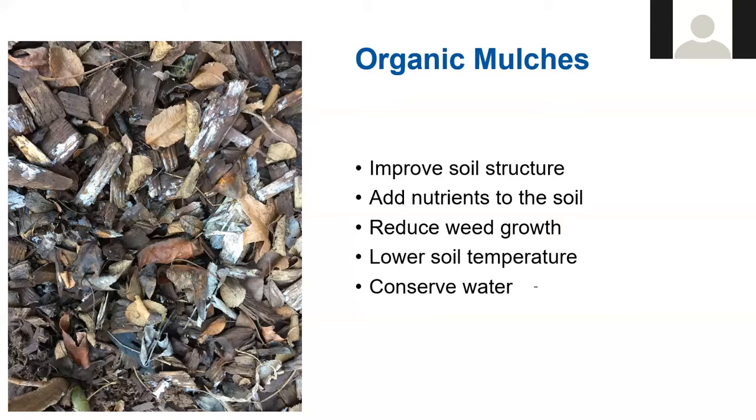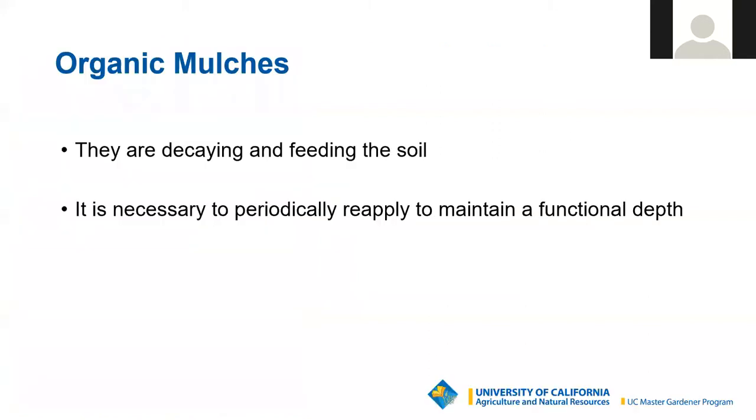The mulch itself, simply by the layering of it, will reduce weed growth. Again, it's eliminating light. It's going to lower the soil temperature, conserve water, and prevent compaction. It's going to help the plants thrive. And because organic mulches are decaying and feeding the soil, it's necessary periodically, maybe every 2 or 4 years, to actually reapply it to get that functional depth of keeping the light out, suppressing weed growth, and conserving the water.